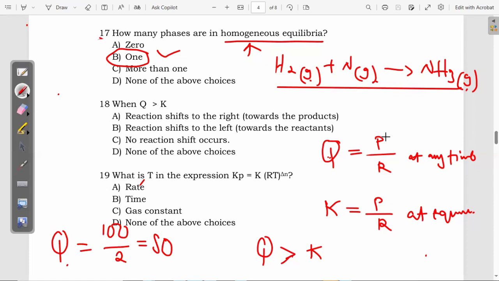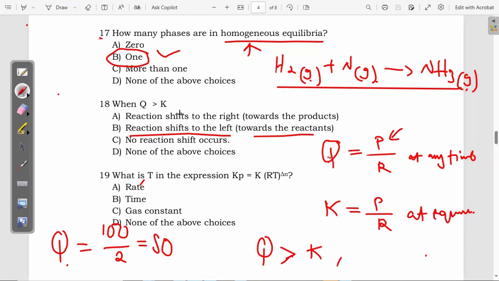So if you have more products, then what will happen to the reaction according to Le Chatelier's principle? It will shift to the left so that it reduces the amount of product and produces more of the reactants. So which one agrees with whatever I've said? They're saying the equilibrium shifts to the left, towards the reactants. This is true, because there will be more products in that reaction, no wonder the Q is greater.